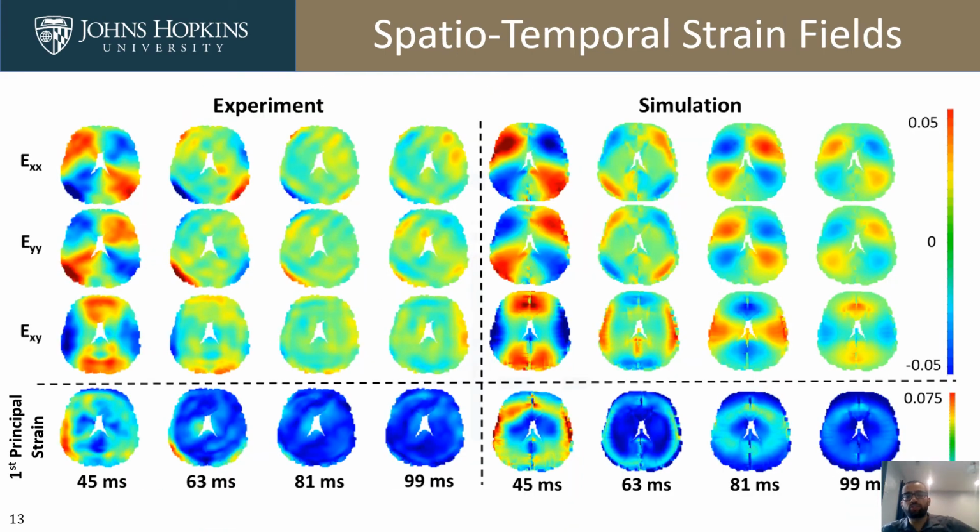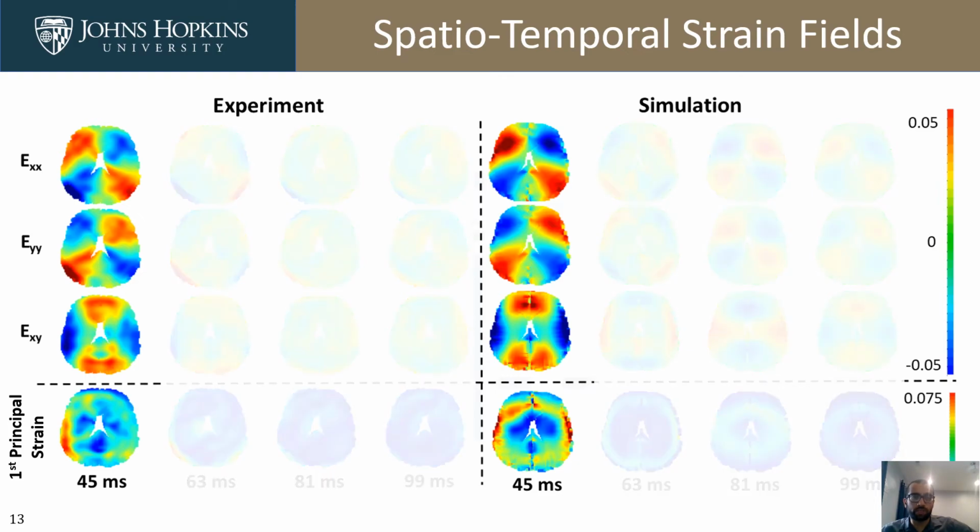So let's go over what the strain fields look like now when we're comparing from the simulation to the experiment. And I'll emphasize here that the experiment is collected in the same individual that we modeled our geometry based off of. So first I want to focus on this first frame, which is the peak strain at 45 milliseconds. Here I'm plotting the in-plane strain components, so EXX, EYY, and EXY, as well as the first principal strain. And you can see we get a reasonable match in both the spatial distribution and the magnitude of the strain.